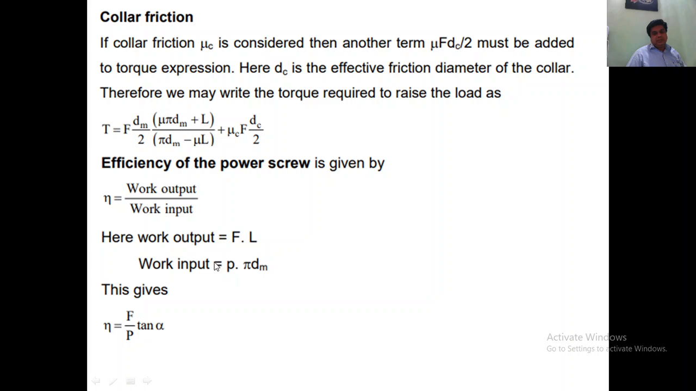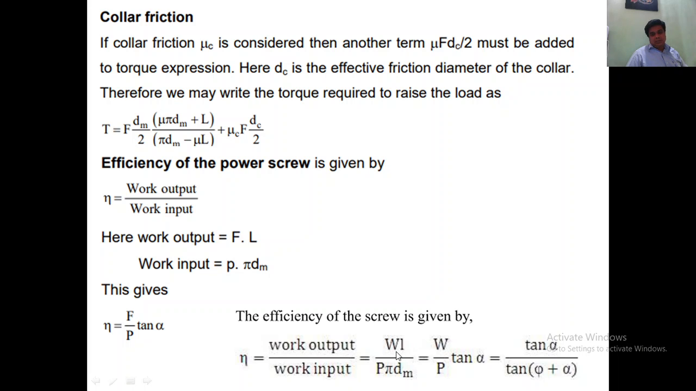If you take these two, output by input, we will get efficiency mu as F L by P pi dm. L by pi dm is nothing but tan alpha. This we have seen in the previous derivation. So this is the efficiency of the power screw when the load F or W is known, P is the external force that has to be applied to maintain this load, and alpha is the helix angle.